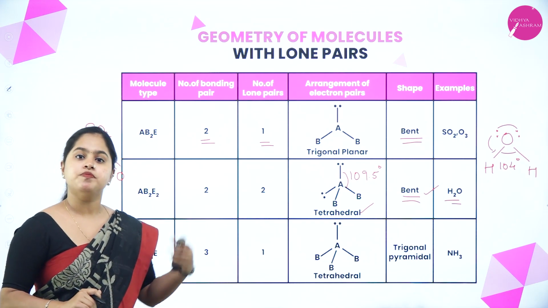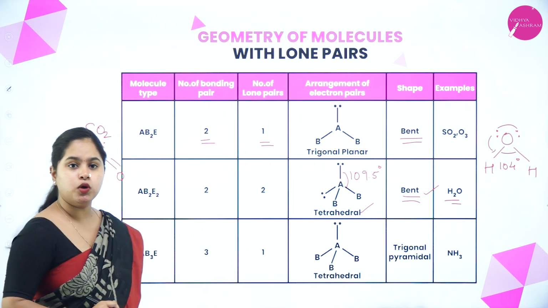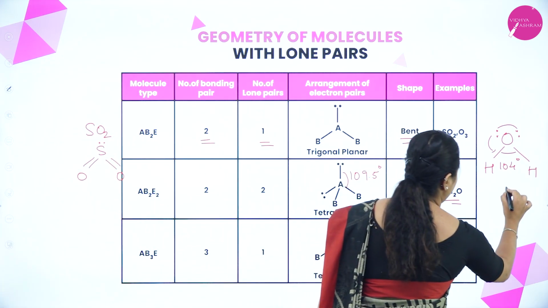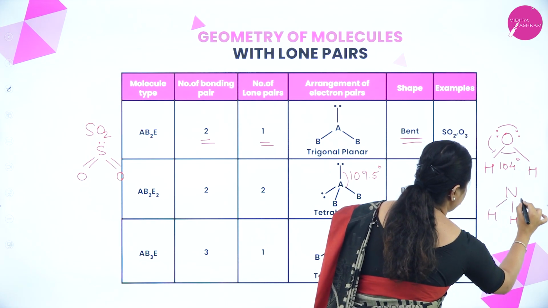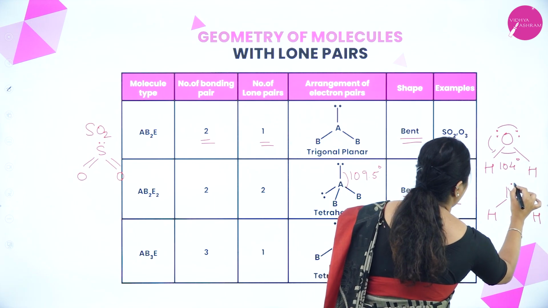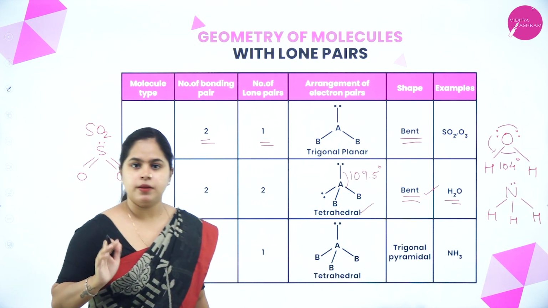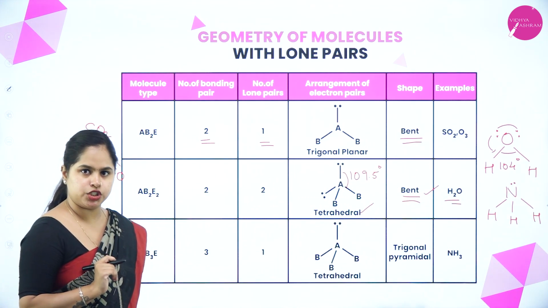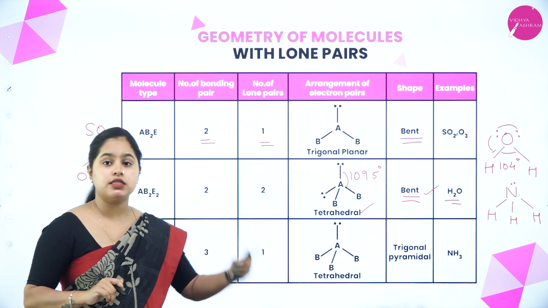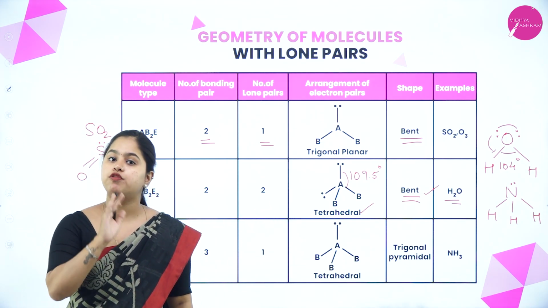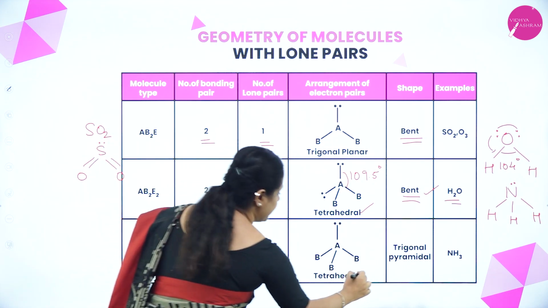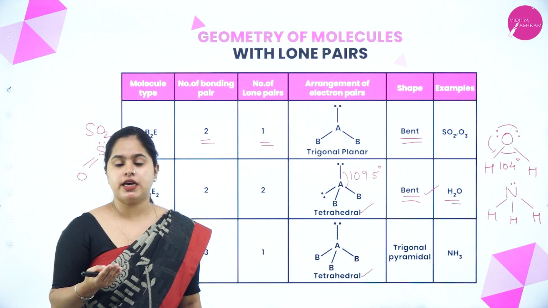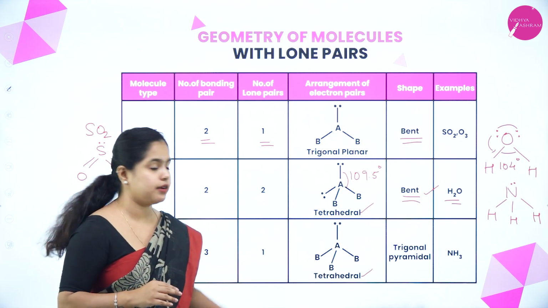Now moving on to the next one, that is ammonia, right? Ammonia, as you can see, there will be 3 bond pairs and 1 lone pair on the central atom, that is nitrogen, right? So 3 bond pairs and 1 lone pair means a total of 4 electron pairs. Now again the geometry must be tetrahedral, right? If 4 electron pairs are present, the geometry must be again tetrahedral.